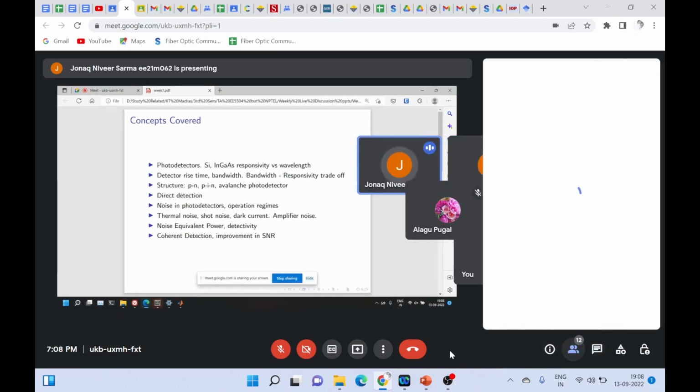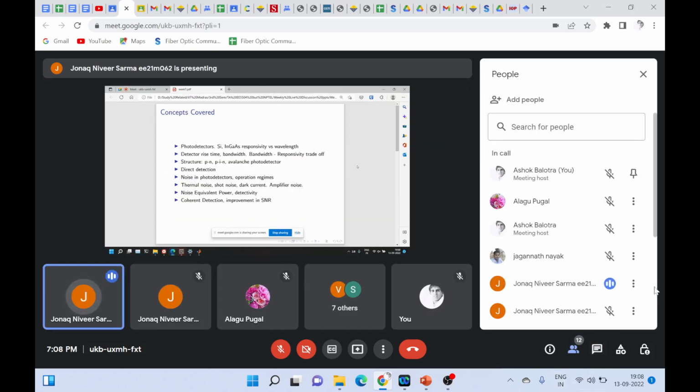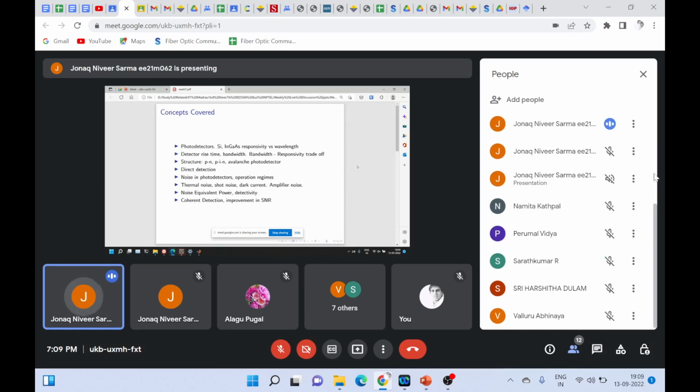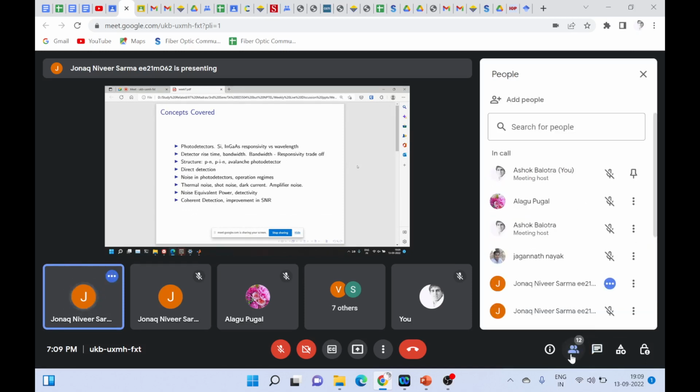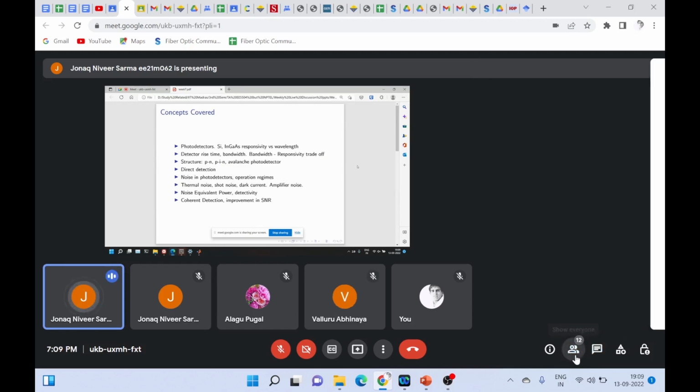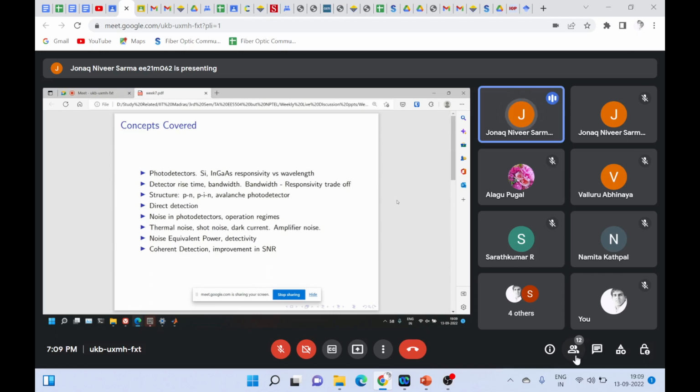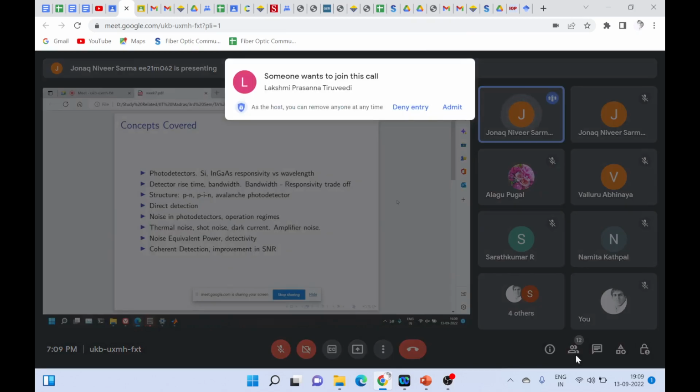Then we discussed some concepts regarding direct detection, where we introduced the concept of noise in photodetectors, both thermal noise and shot noise. And dark current is a concept we introduced. So basically, any unwanted signal will be noise.